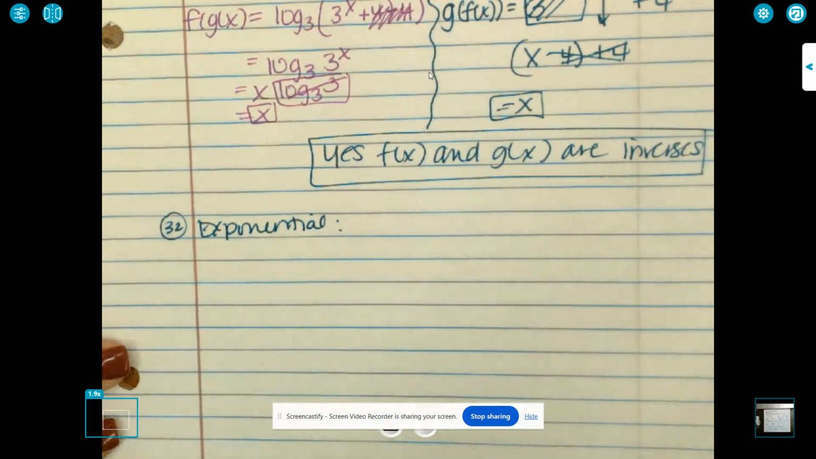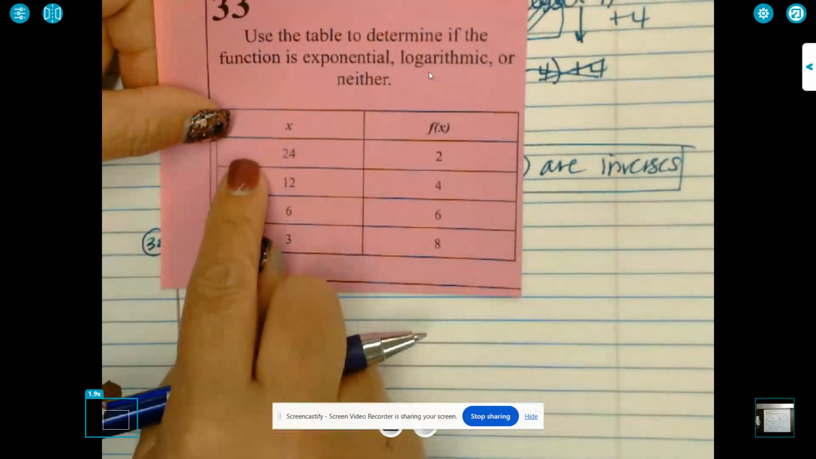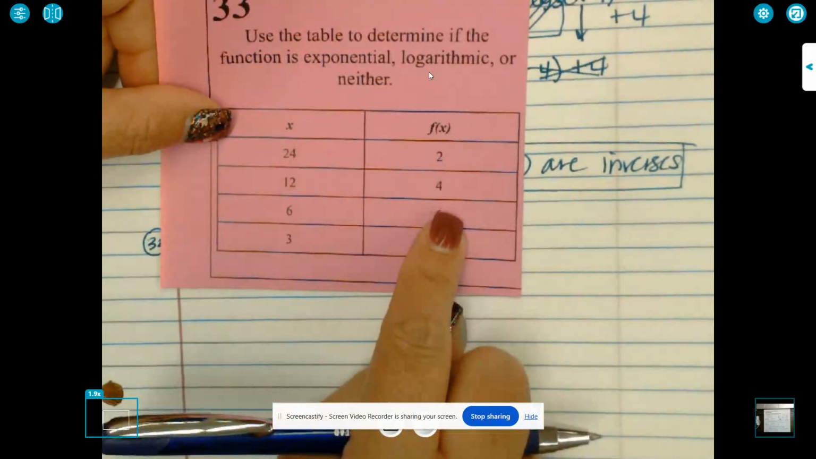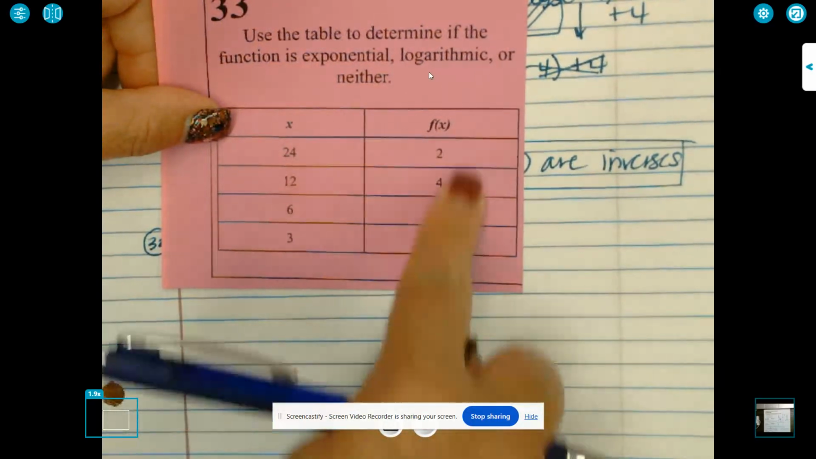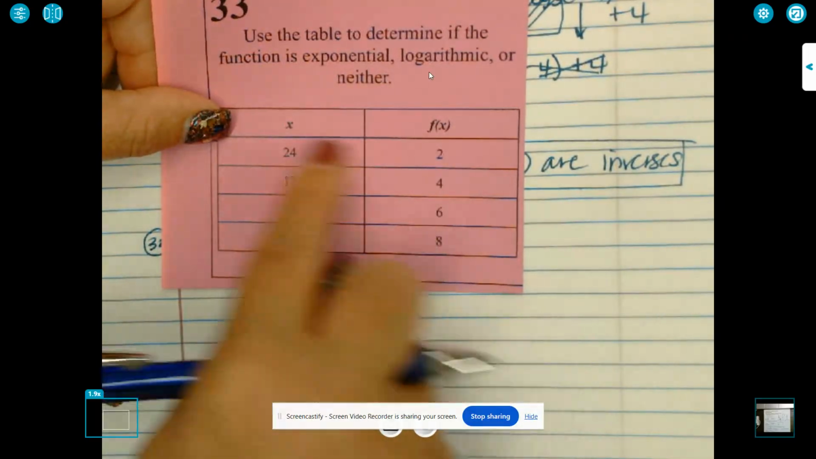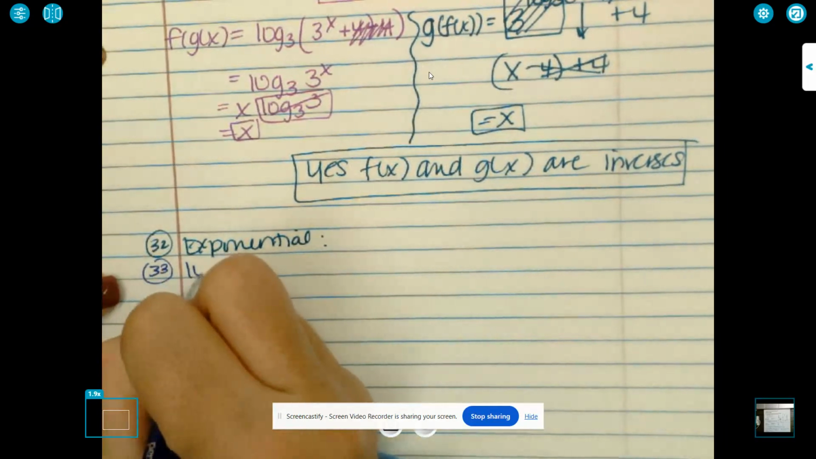All right, 33. Same thing here. But this time you're going to see here we are dividing by 2, and here we are adding 2. So remember, we want multiplication or division to be on x for logarithmic and the add or subtract to be on y. That does work out here, and that does make that logarithmic.